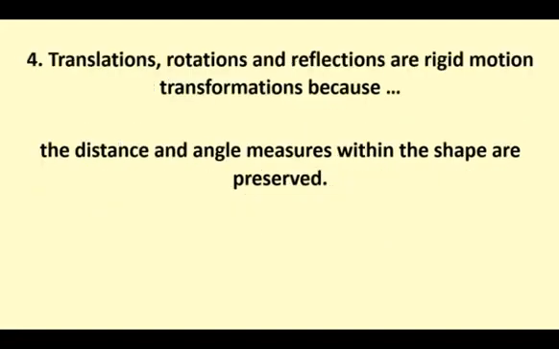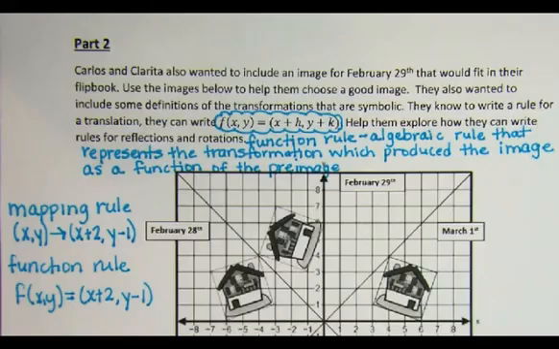For the final statement, the students defined rigid transformations. Translations, rotations, and reflections are rigid motion transformations because the distance and angle measures within the shape are preserved. In part 2 of the task, Carlos and Clarita want to include an image in the flipbook. They also want to include definitions of transformations that are symbolic.